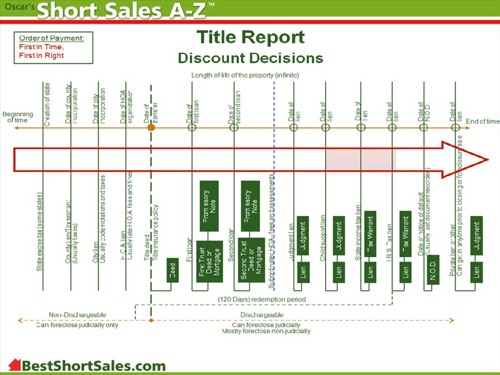State and federal creditors, such as child support, State Department of Revenue, and IRS, are junior liens. Typically, these creditors do not discount debt. However, these creditors commonly release liens in exchange for some payment.